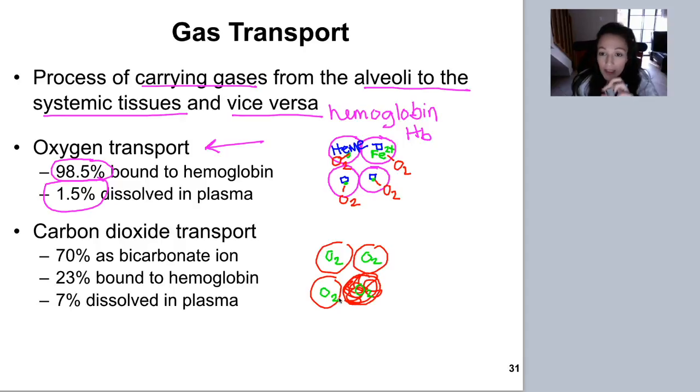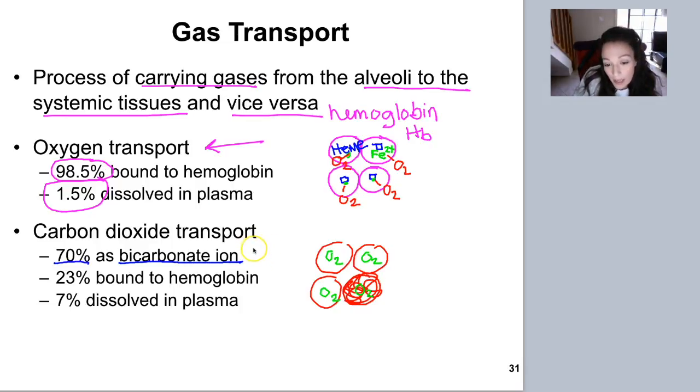But for right now, let's discuss carbon dioxide. For carbon dioxide transport, 70% of our carbon dioxide is actually transported as something called a bicarbonate ion. I don't know if you've heard of this or remember this. You probably heard of it before.